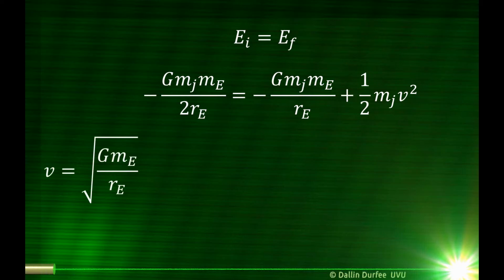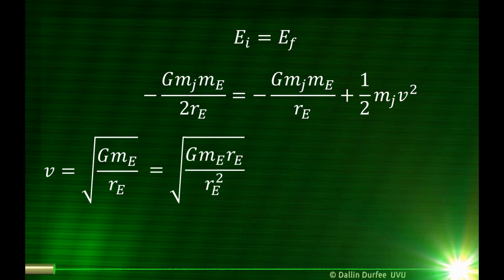And when we do that, we just get G, mass of the Earth, over the radius of the Earth. All right? Well, now we have to look up the mass of the Earth and the radius of the Earth in order to solve this problem. But we can make it a little simpler by multiplying the fraction inside the square root by radius of the Earth over the radius of the Earth.